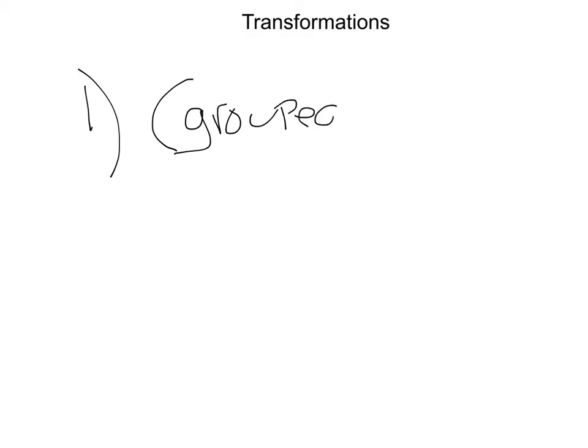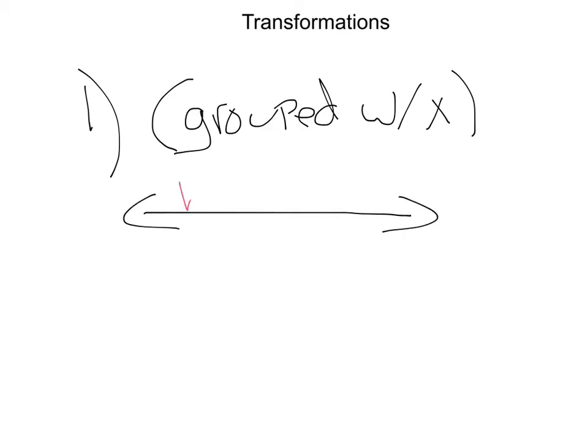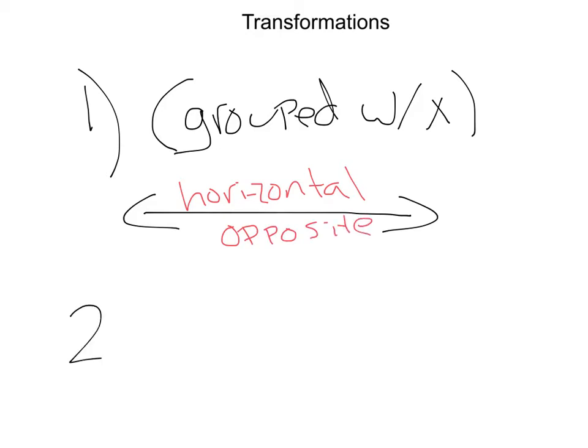Okay, so for transformations, you've got two major things you want to remember. One, if anything is grouped with your x, this is going to be a side-to-side horizontal shift, and it is going to be the opposite. Now, if this doesn't make sense right now, don't worry. I'm going to explain some more in a second. So just make sure you note these two things.